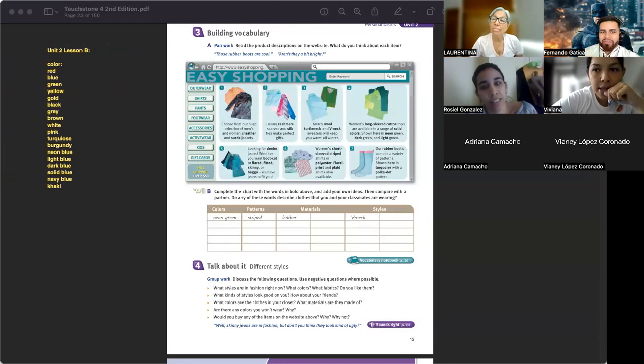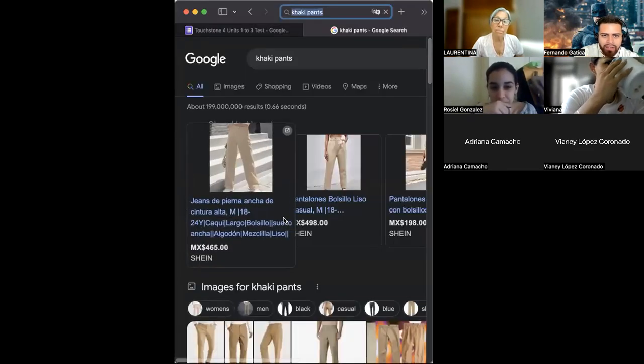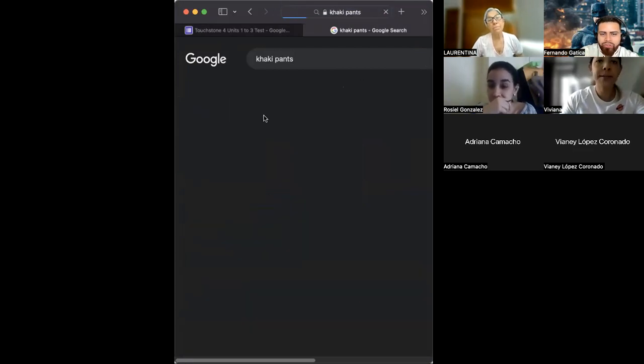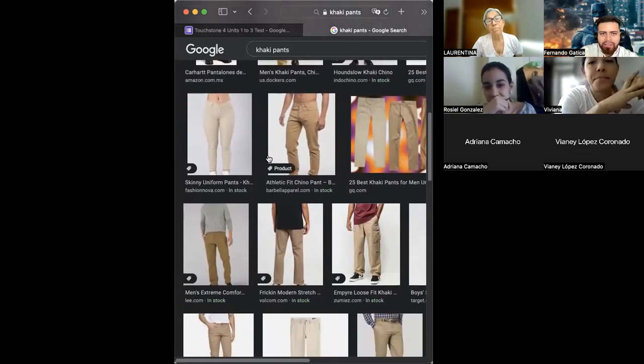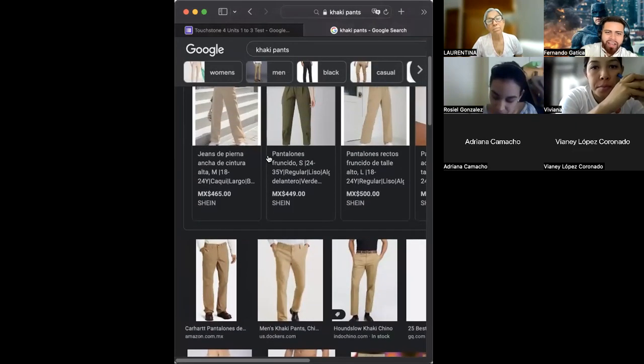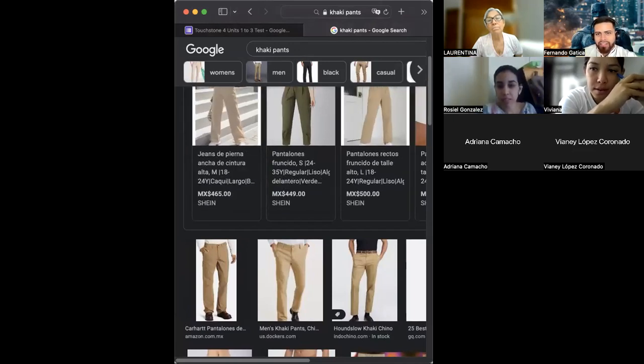Rosia, you don't know? Want me to show it to you? I got you. I'll show it to you. Don't worry. Khaki pants. A very neutral color, no? Khaki. And of course, you can have light khaki, dark khaki, etc. Like a beige. Yes, it's like a beige.